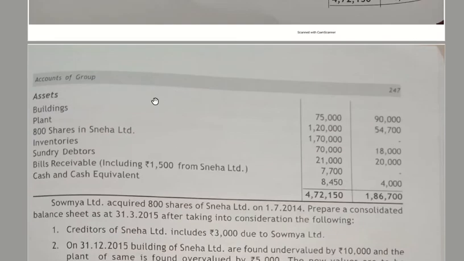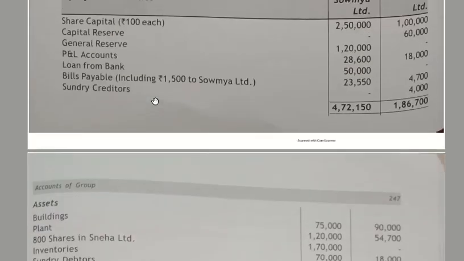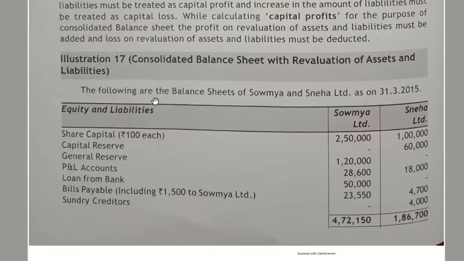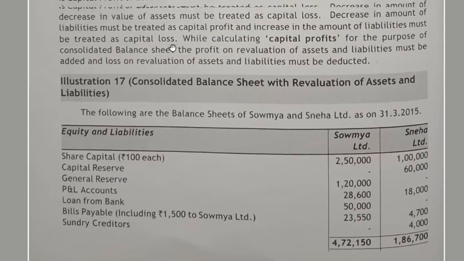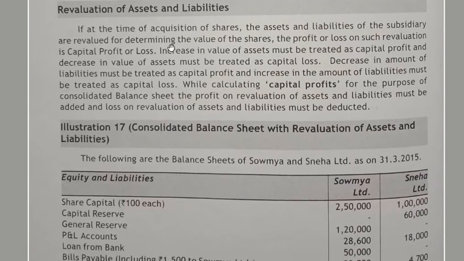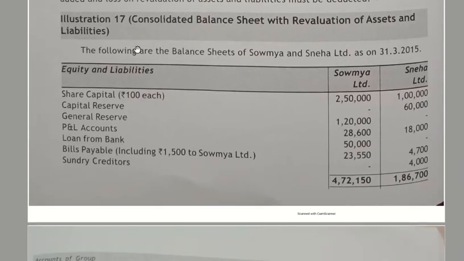In this video, we're going to look into the revaluation of assets and liabilities problems in the accounts of groups of companies. So, what do we mean by revaluation? If at the time of acquisition of shares, the assets and liabilities of the subsidiary are revalued for determining the value of shares, the profit or loss on such revaluation is nothing but your capital profit or capital loss.